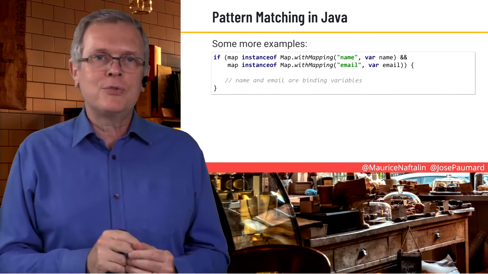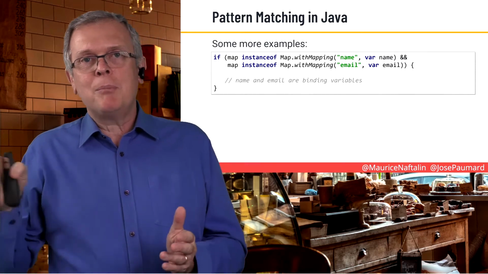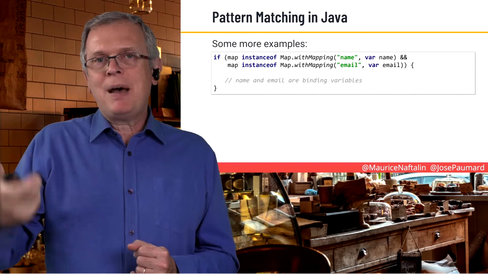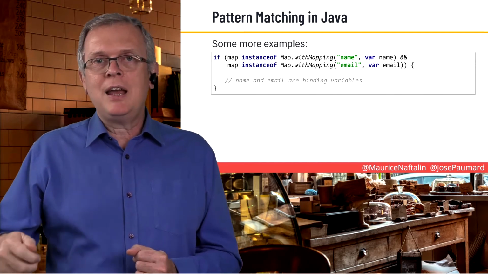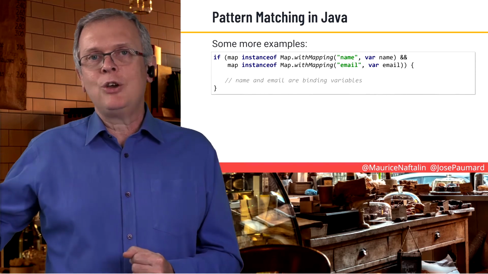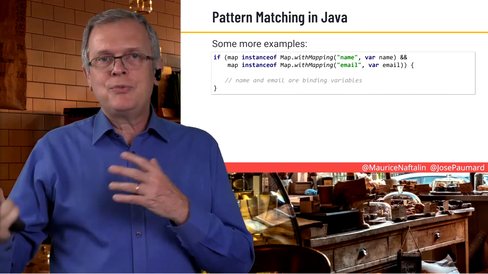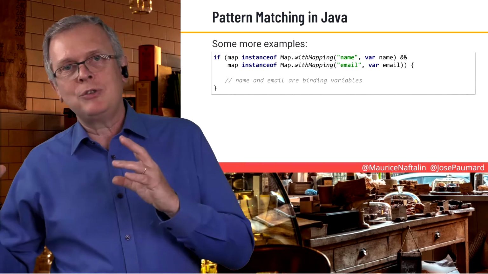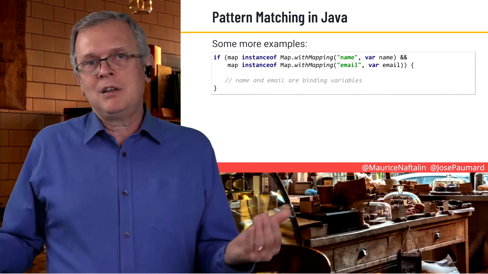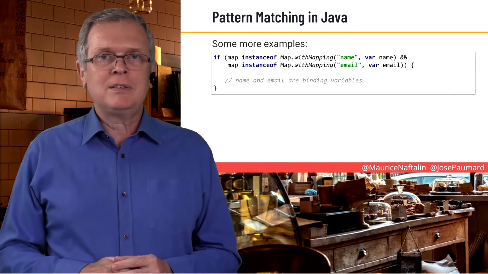So you could write this kind of code: map instanceof Map.of, and suppose we have that, and then pass a special value for the key and decide to bind the value that is bound to that key in a binding variable. Instead of checking if map is a map, if there is a key that is called name, and then extracting the key, all this can be done in just one line of code with pattern matching.